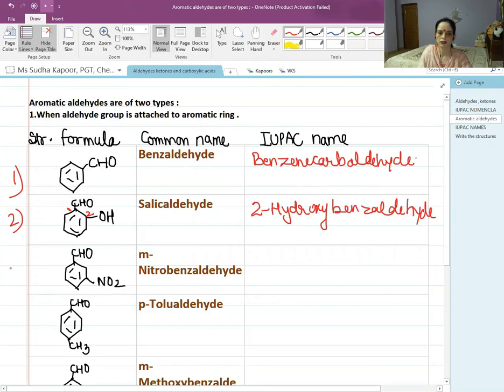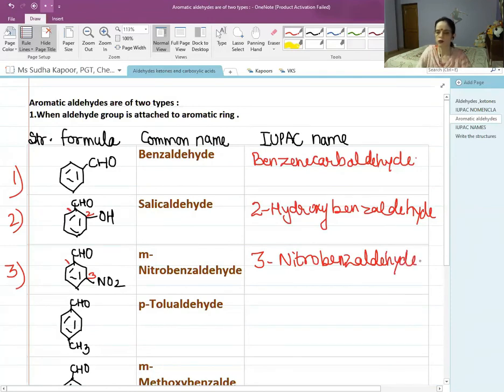Now in the third case, the meta-nitrobenzaldehyde. The two functional groups are present, the CHO as well as NO2. So which is going to get the preference? Again, the CHO is going to get the preference and the meta, that is the third position, is occupied by NO2. So what is going to be the IUPAC name here? It is 3-nitrobenzaldehyde.